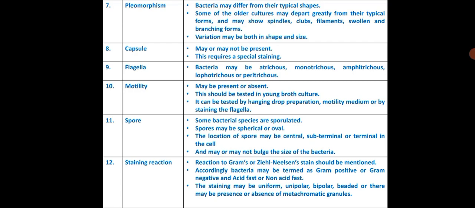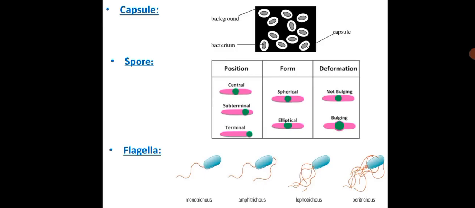Spores, where some bacteria species are sporulated. Spores may be spherical or oval. The location of the spore may be central, subterminal or terminal in the cell and may or may not bulge the size of the bacteria. Staining reactions, like reaction to Gram's and Ziehl-Neelsen stain, should be mentioned. Accordingly, bacteria may be termed as Gram positive or Gram negative and acid fast or non-acid fast. The staining may be uniform, unipolar, bipolar, beaded, or there may be presence or absence of metachromatic granules. This is the picture showing capsules, spores and flagella and their classification based on the position, forms and numbers.